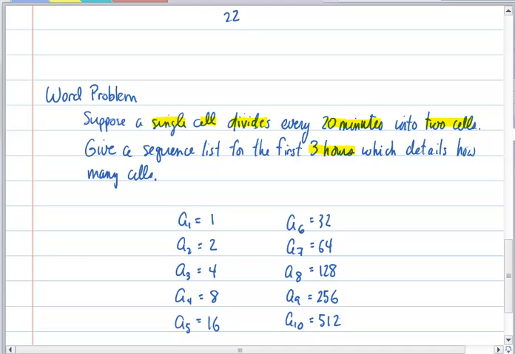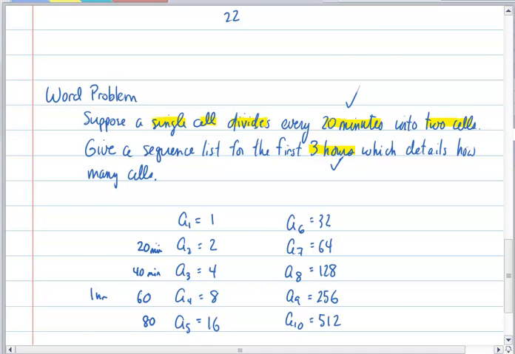Now, what I want to do is see how many intervals I have, because it divides every 20 minutes, and they ask for the first 3 hours. Because there are 3 20-minute periods in an hour, I really only need to go to here. This would be 20 minutes. This would be 40 minutes. This would be 60, so that would be 1 hour.